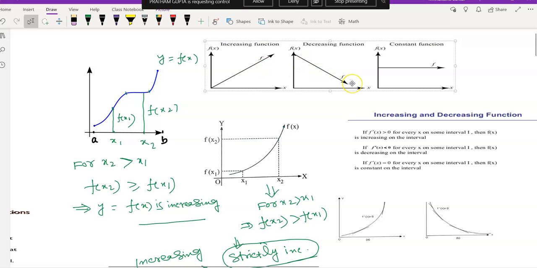This one is a strictly decreasing function. There is no question of equality here also, as x goes on increasing, the value of f(x) goes on decreasing. But for this one, it is a constant function where the derivative is going to be equal to 0. Okay.